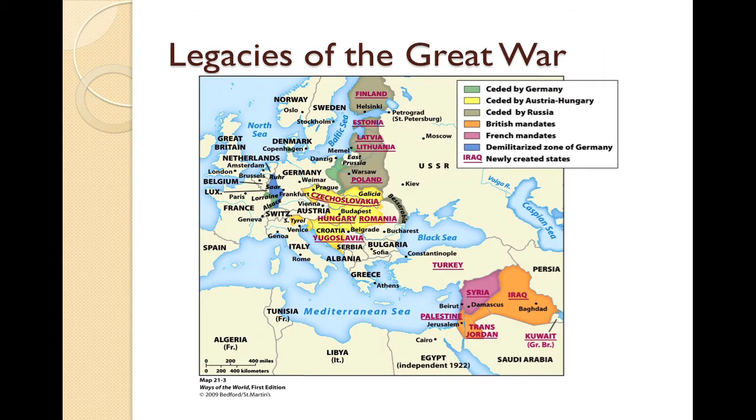The next section is called Legacies of the Great War. World War I had a number of significant consequences for Europe and the rest of the world. The concept of total war expanded authority of government over the lives of citizens, setting the stage for the totalitarian governments of the next 2 decades.